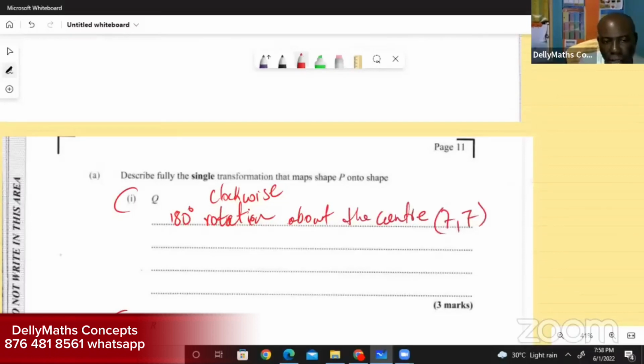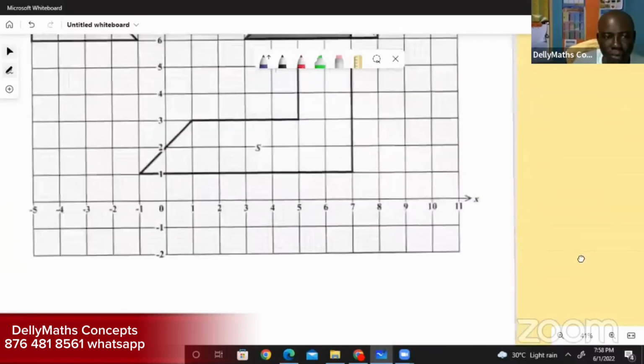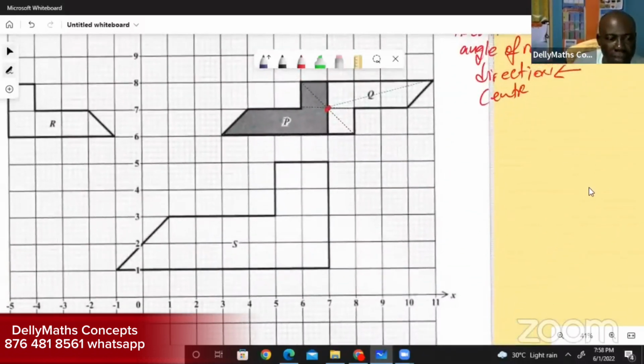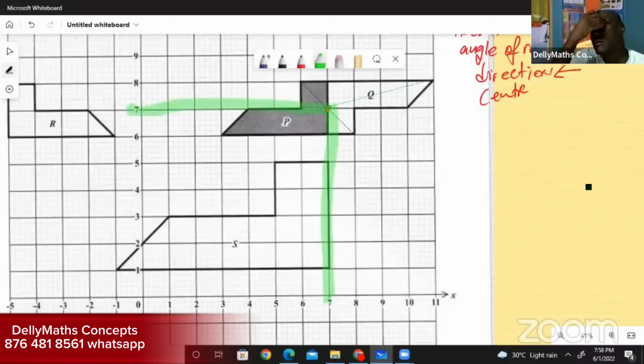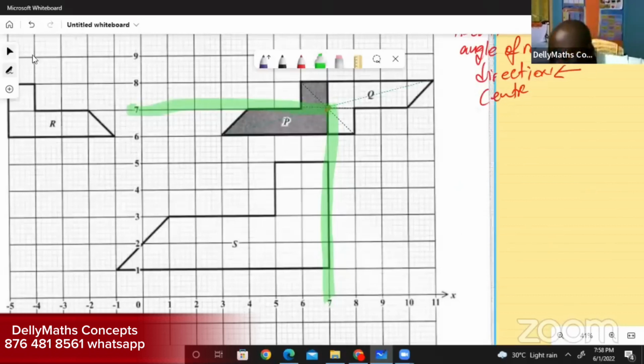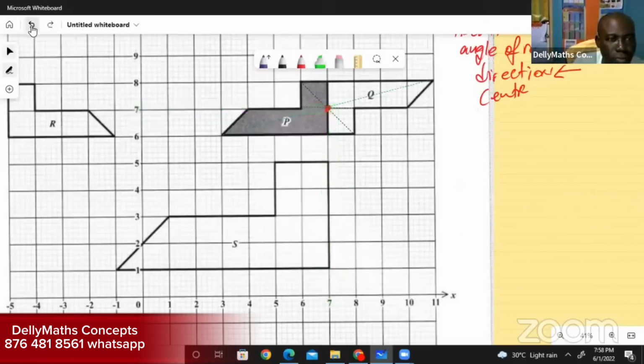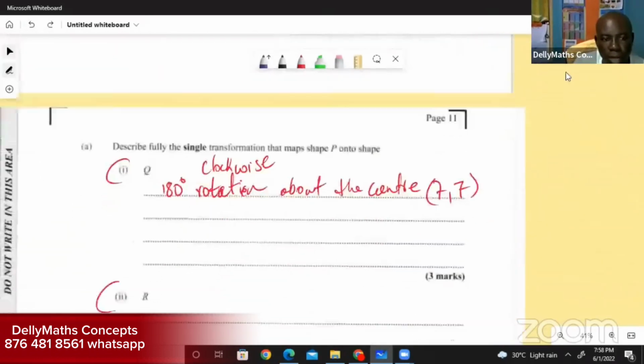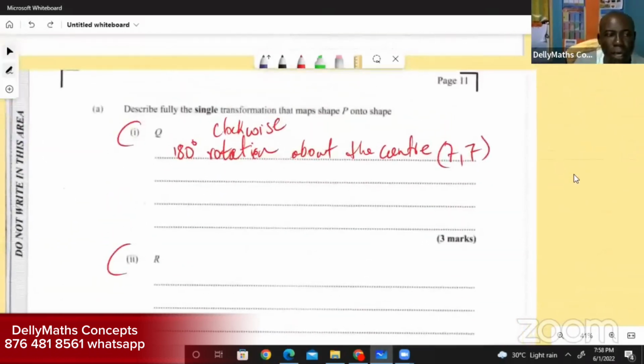7, 7. So look, the center that we picked there is 7, 7. Here it is. It's right there. So that's the center for that rotation. All right, so you would have gotten some marks for that. Remember I said, if you never say anti-clockwise, it's the same thing. You don't have to say any of them for this one, but if you feel like you want to, you'll be good.